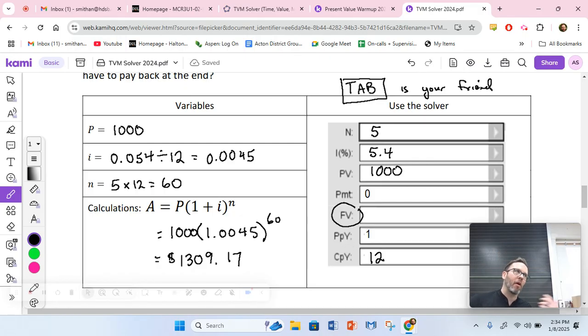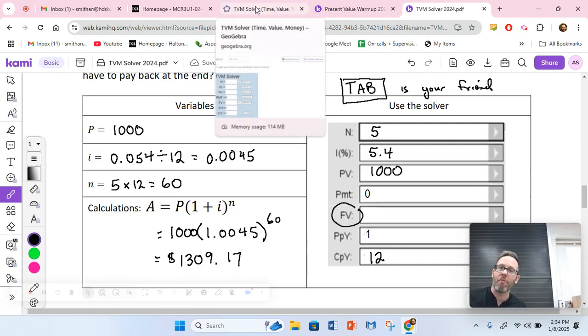You can put in 5, press tab. Put in 5.4, press tab. And then you'll tab to future value, press enter. It should spit out the same value. This is our first problem we're doing together, so I might need to do a bit of troubleshooting.